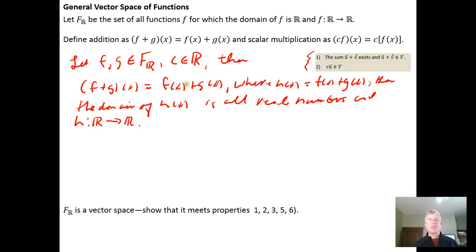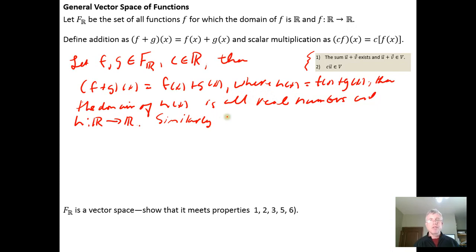Well, how do we know this? We know this because if f of x is a function that outputs a real number and g of x outputs a real number, we know that the sum of two real numbers is another real number. In other words, real numbers are closed under addition.